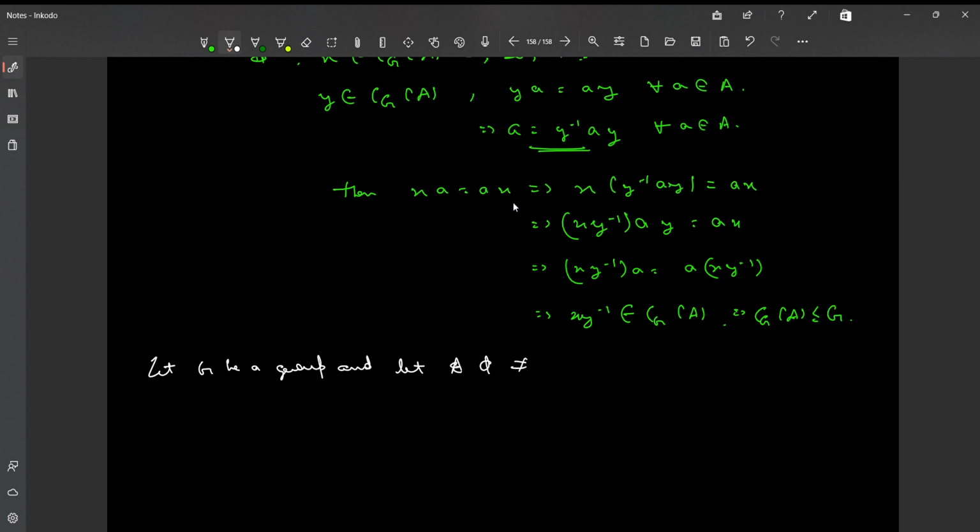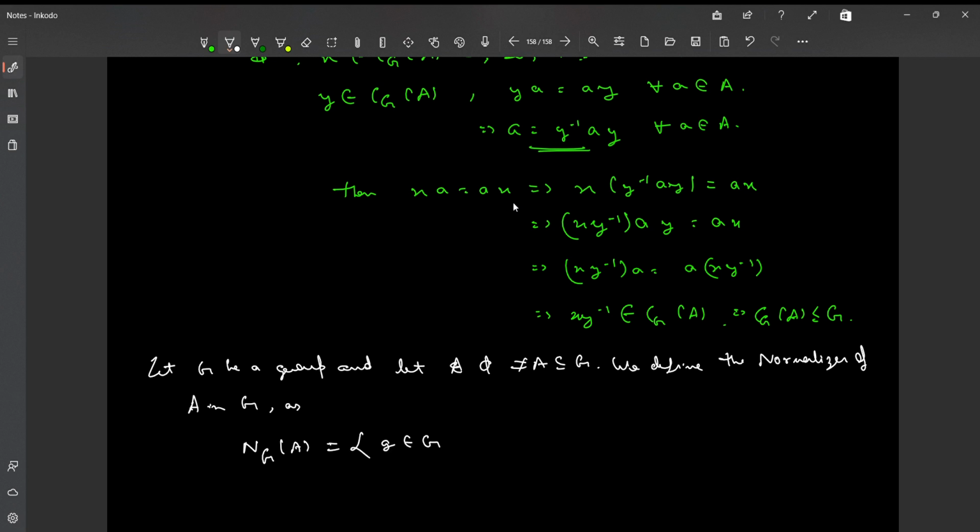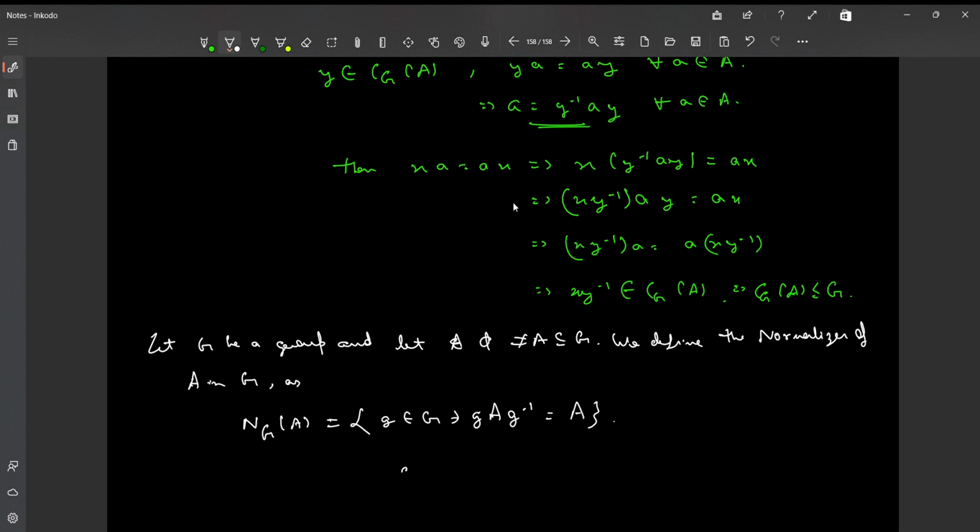Okay, so let G be a group, and let A again be a non-empty subset of G. We define the normalizer of A in G, which we write as N_G(A). This is the collection of elements small g in capital G which commute with the whole set, such that gA is equal to Ag. Or a better way of writing it is gAg inverse is equal to capital A.